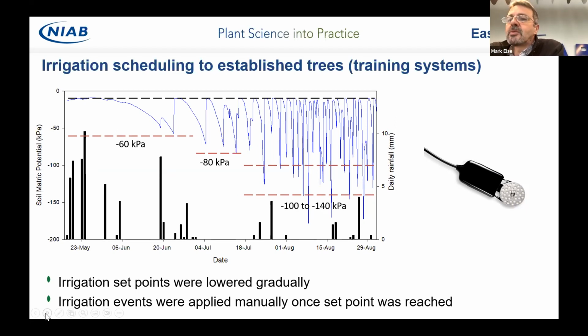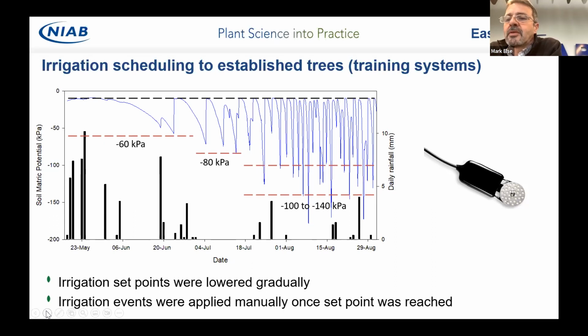When we're imposing these sorts of irrigation systems, we always decrease the set points gradually, so we're not placing the trees under any shock. And so from -60 kilopascals, we lowered the irrigation set point to -80 kilopascals. Finally, we tried to maintain the average soil matrix potential in the rooting zone between -100 and -140 kilopascals. You can see that we managed it fairly well, apart from 3 occasions there when the matrix potential drops very quickly.